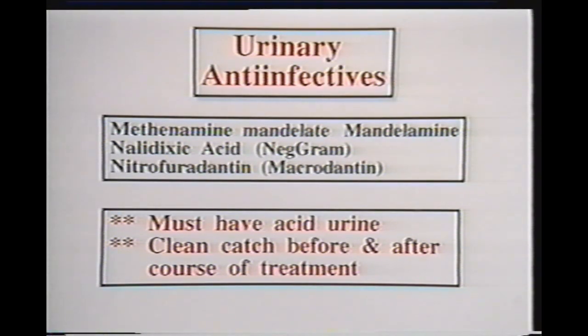Now, we need to remember a few things about this. Certainly we want our culture before, so we need to get the clean catches before and after treatment to make sure that it's been effective. And we need acid urine for these drugs to be effective. So this means have them take cranberry juice or ascorbic acid so that we keep a very low urinary pH. You might want to monitor intake and output, just to be sure that they're having plenty of fluids.